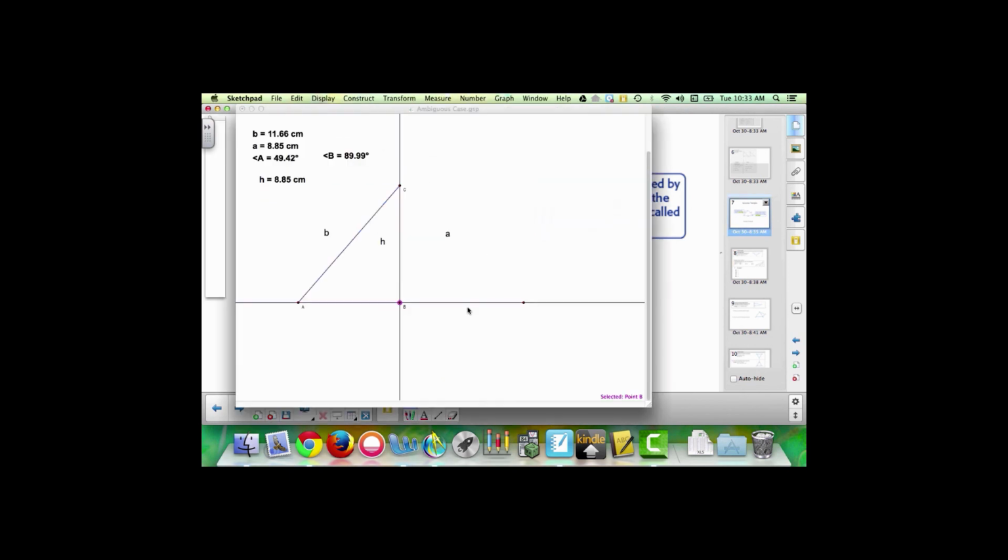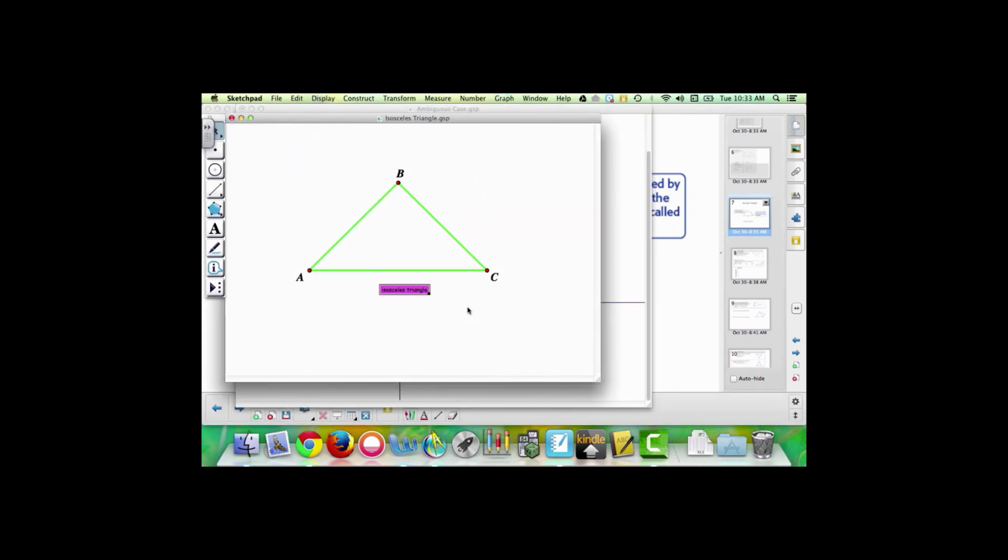I want you to open up this Sketchpad investigation. Go ahead and measure the angles and the sides of this isosceles triangle. I've created this so this triangle will stay isosceles no matter how much you move things around.